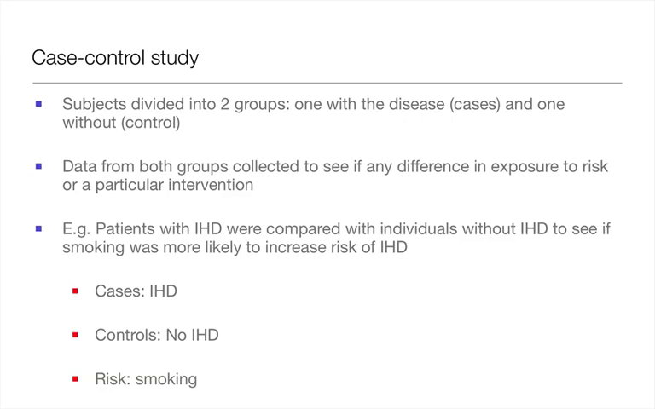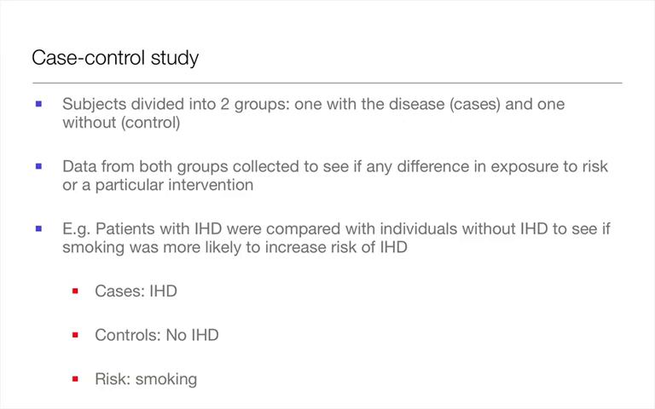So, for example, you could take a study where patients with ischemic heart disease are compared with individuals without ischemic heart disease to see if smoking was more likely to increase their risk of having ischemic heart disease. So in this case, the group of patients with ischemic heart disease are the cases, and the group of patients without ischemic heart disease are the controls, and the risk which you're looking at is that of smoking.